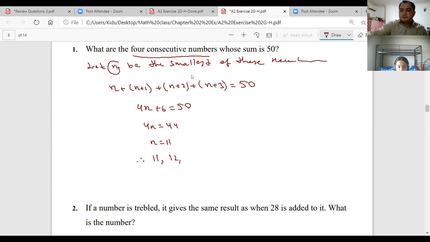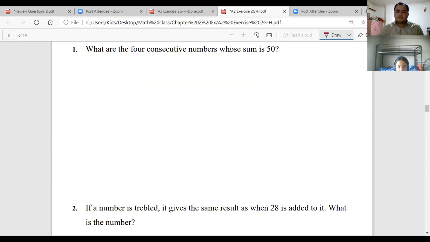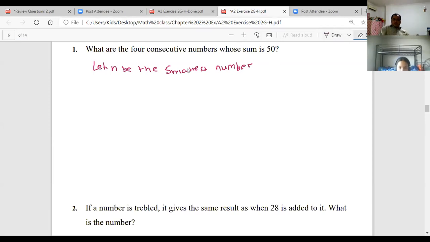Okay, do it again. Let N be the smallest. Shahina, can you just change this question? Can you write there, let N be the largest of these numbers? Can you solve it? If N is the largest, how would you solve this question? Say, let N be the largest of these numbers.